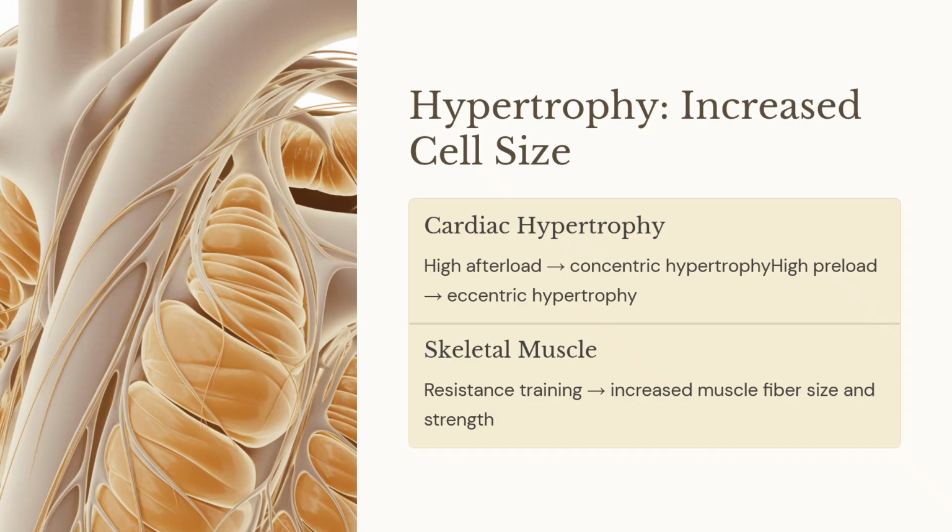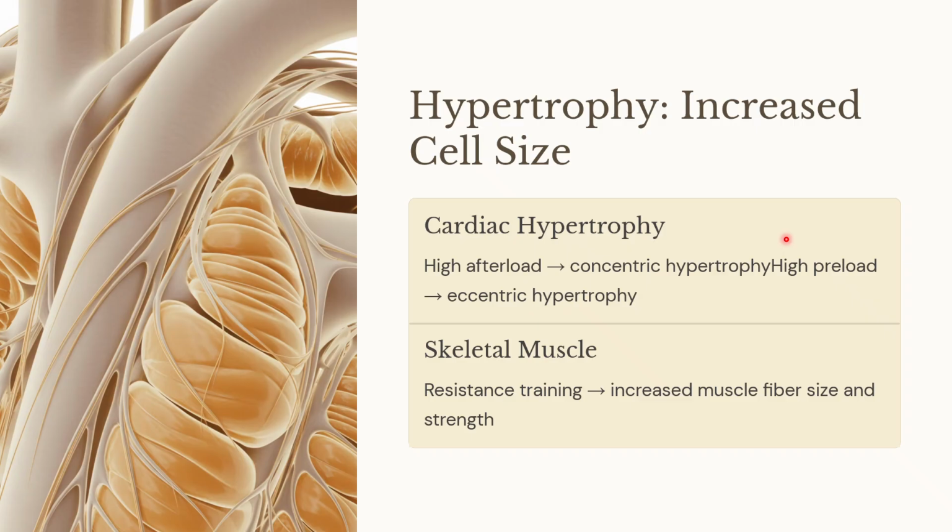So now what happens in hypertrophy? Hypertrophy is because of increased cell size. This can be seen in cardiac hypertrophy as well as in skeletal muscle hypertrophy. Cardiac hypertrophy can happen because of two reasons. If the afterload is high, that is when the pressure is high, it can result in a concentric hypertrophy. But when the preload is high, that is what the heart receives, then it has to increase the space for the excess of the blood that it is receiving, which happens by eccentric hypertrophy.